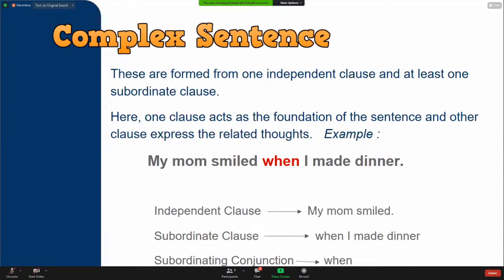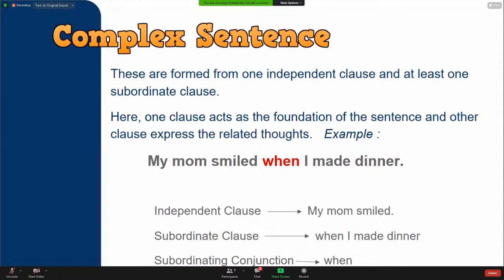For example, my mom smiled when I made dinner. When I'm talking, "when", okay. My mom smiled. You can say my mom smiled. It is no problem with that. I can also say I made dinner. It is also no problem with that. But if I want to join like this, my mom smiled when I made dinner, that means I'm talking about a particular time. At that time, yes.